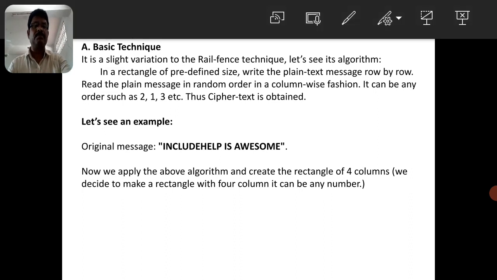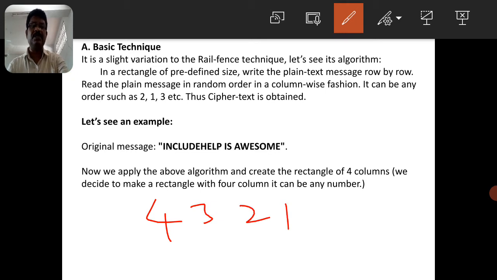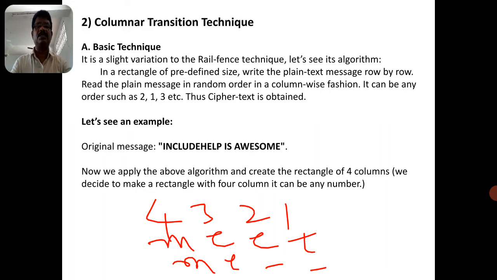Suppose, for example, the key is 4321. The message is "meet me". Suppose I prepare MEET and again continue ME. What about the remaining two empty positions? The empty positions can be filled with sequence letters, either AB or XY or YZ like that. That means the remaining two positions can be filled with a sequence order.